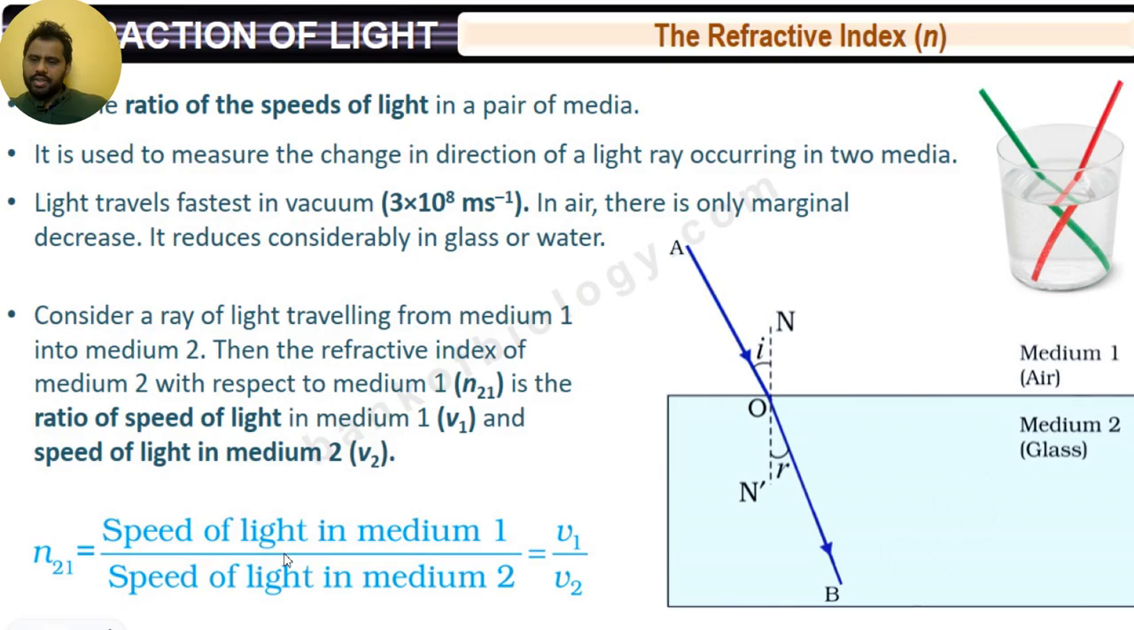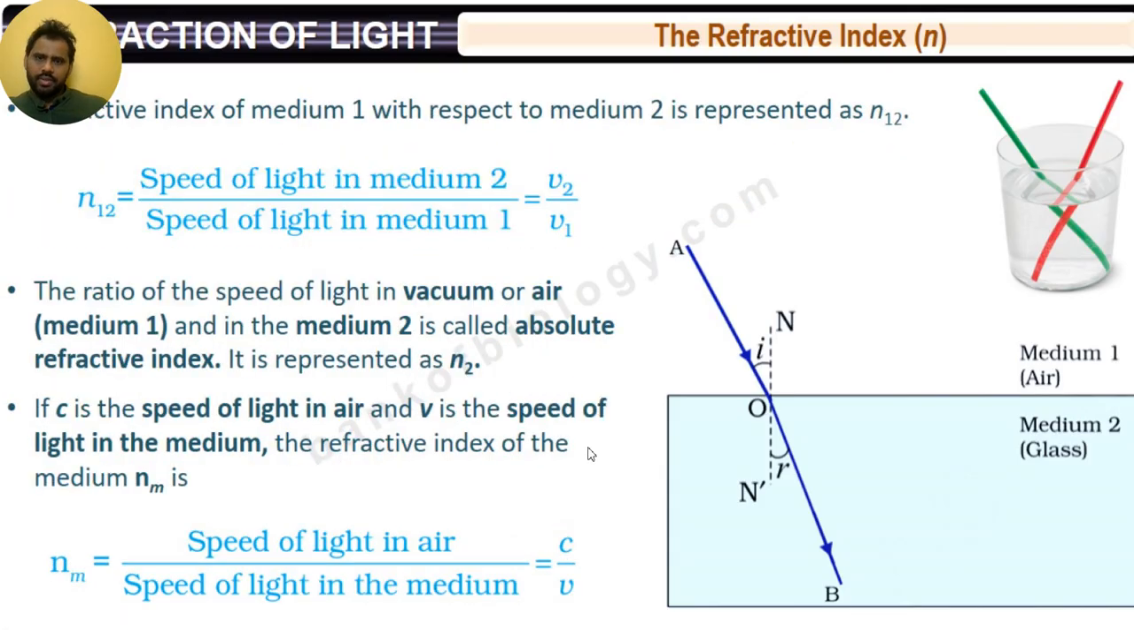It is denoted as the speed of light in medium 1 divided by the speed of light in medium 2, v1 by v2. Okay, so medium 1 is air, medium 2 is glass. So what is the formula? The refractive index of glass with respect to air will be the speed of light in air divided by the speed of light in glass. The refractive index of medium 1 with respect to medium 2, similarly, will be represented as n12, and the formula will be the speed of light in medium 2 divided by the speed of light in medium 1, v2 by v1.